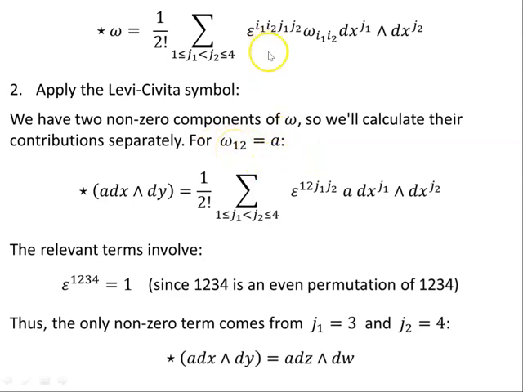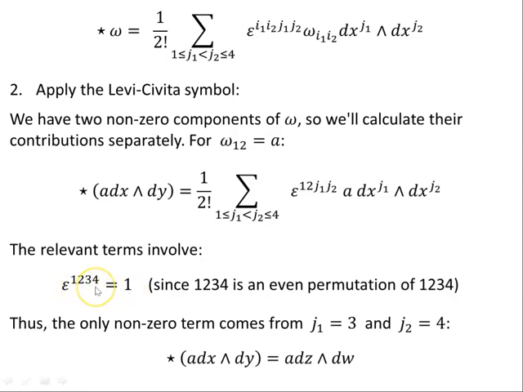So I1 is 1, I2 is 2. We can put that in there, epsilon 1,2. We've got the 1 over 2 factorial from up here. Omega I1, I2 is just A, that goes in there. And it's only the J's now to specify, and this is where the Levi-Civita symbol will help us again. So the relevant terms involve epsilon 1,2,3,4 equals 1.